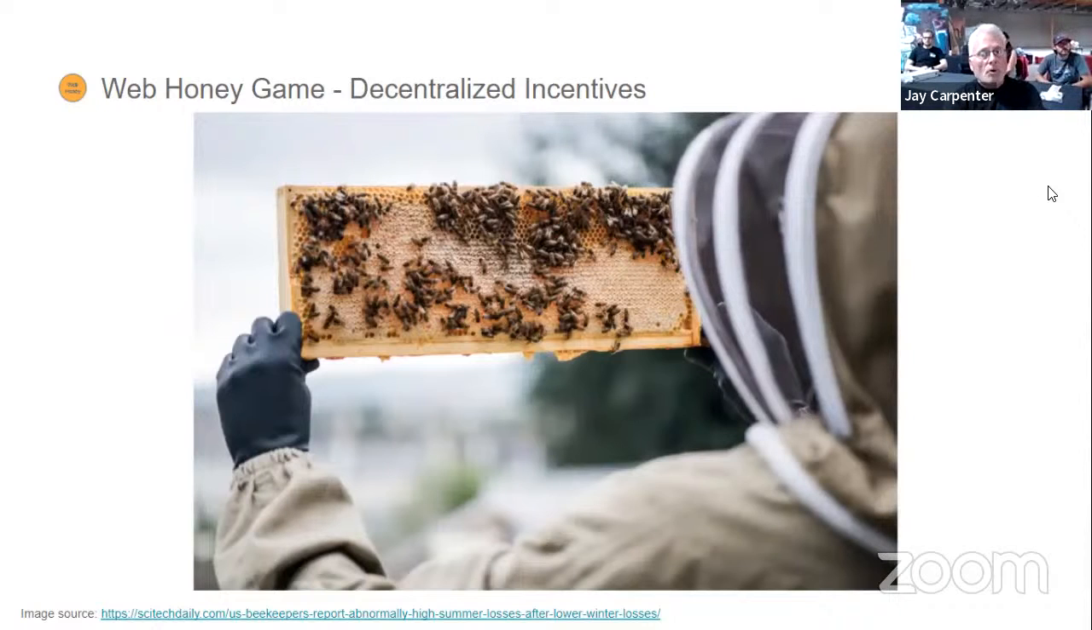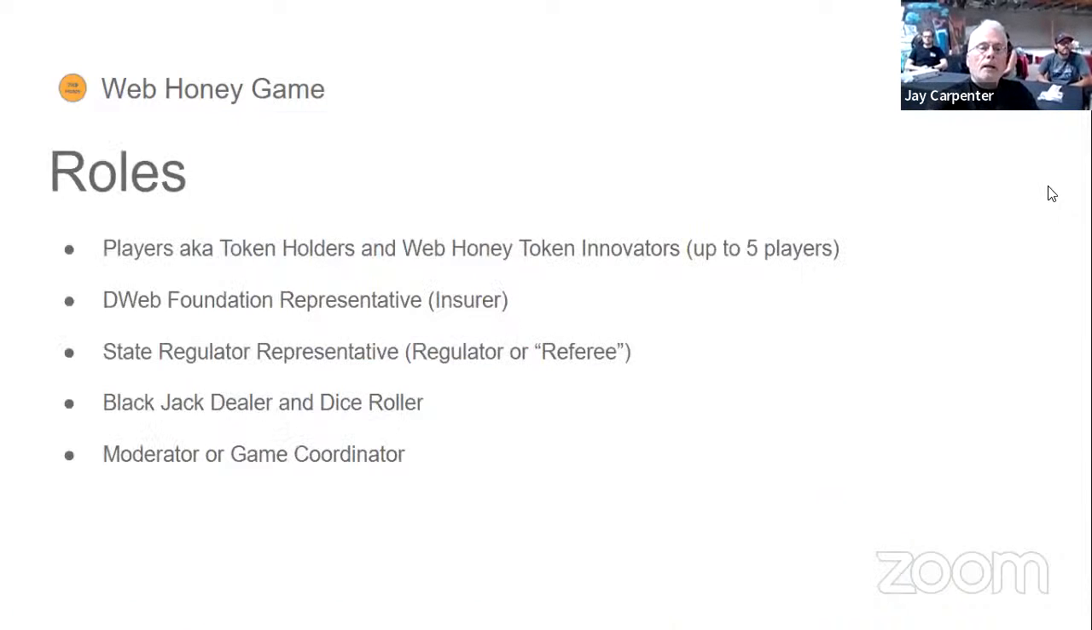And so in my view, Jay Carpenter's view, we are seeing the same policy-making dilemmas that crept up in the telecom realm. So the point of this honey game or web honey game is to show how an incentive-based regulatory approach might be applied to decentralized constructs to achieve the same goals of the centralized constructs of regulation in terms of financial instruments and so forth.